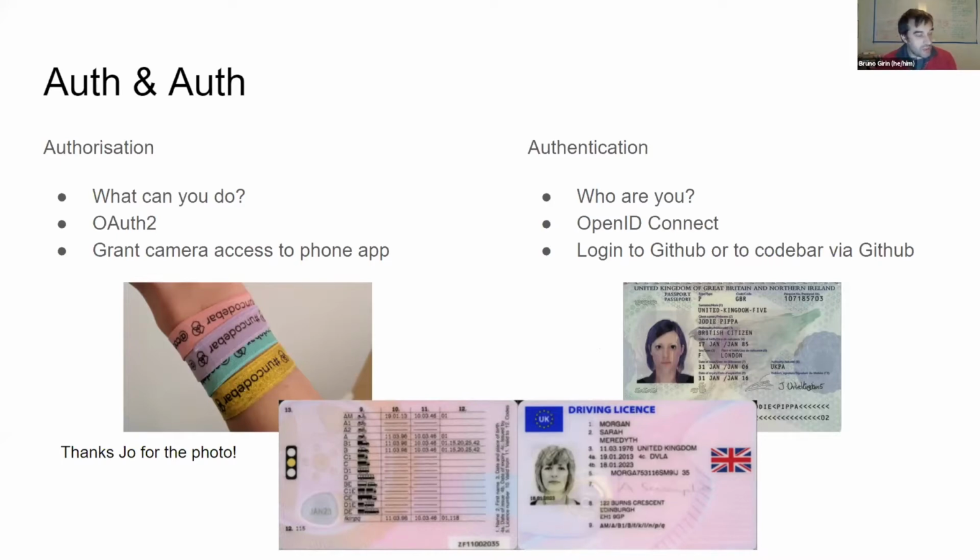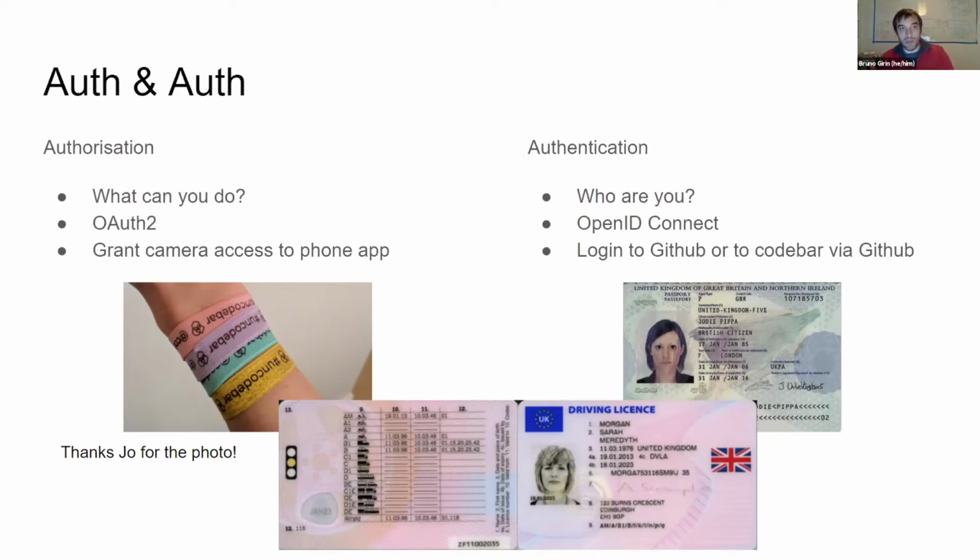So, authorization is giving an app or something the ability to do something. On your phone, it would be like using a phone app that needs access to the camera and granting that app the access to the camera. In the physical world, it would be a bit like getting a wristband when you attend a conference. It doesn't matter who you are, the wristband is the thing that gives you access.